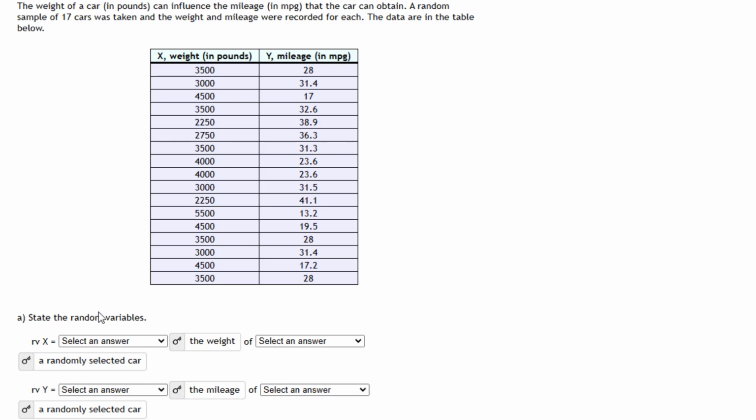First thing it wants us to do is state the random variable. Well, that's pretty easy, right? It's going to be the weight of a randomly selected car, because that's the x, and then the y is just the mileage of a randomly selected car.